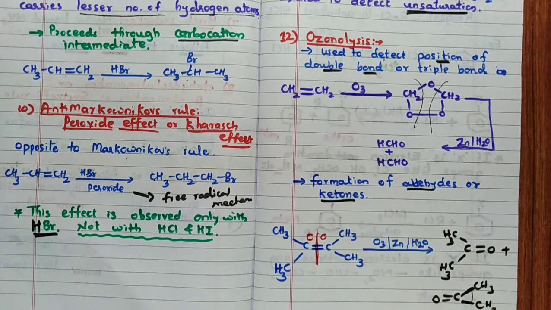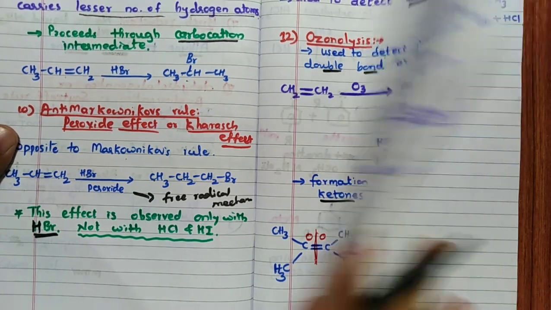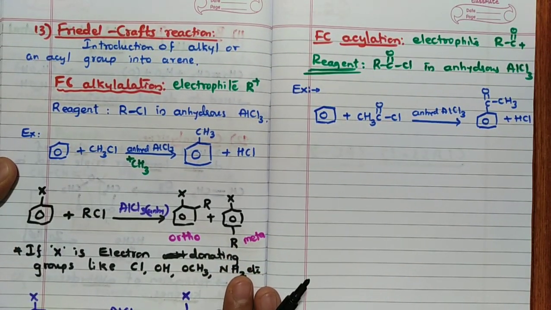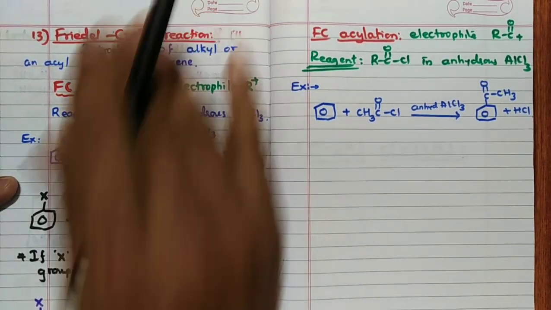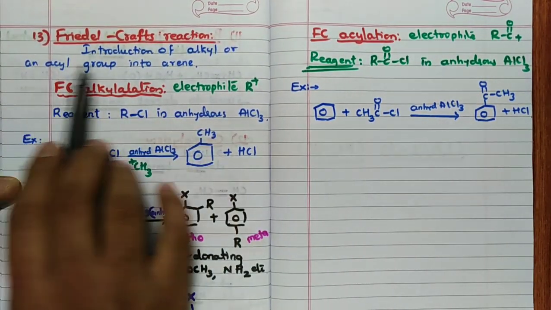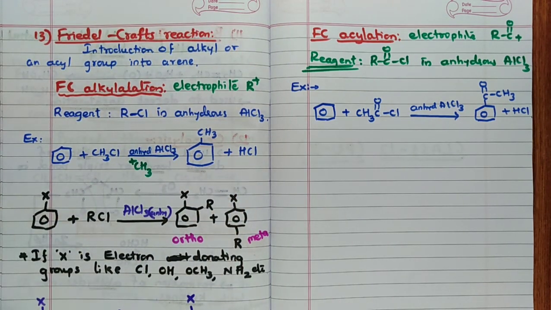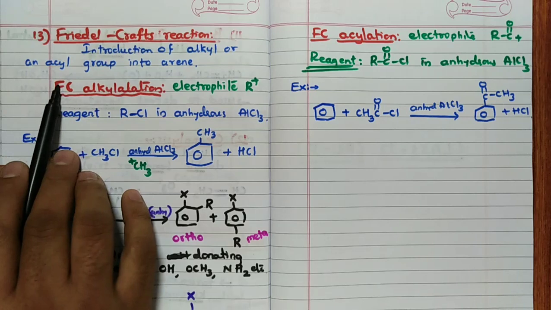So like this, ozonolysis takes place, forming aldehydes or ketones. Then two reactions. In aromatic reactions, Friedel-Crafts reactions are considered. In Friedel-Crafts reaction, what happens is the introduction of an alkyl or acyl group into an arene. Arene means benzene, or aromatic compounds like toluene, chlorobenzene, nitrobenzene, all these. First one, Friedel-Crafts alkylation.